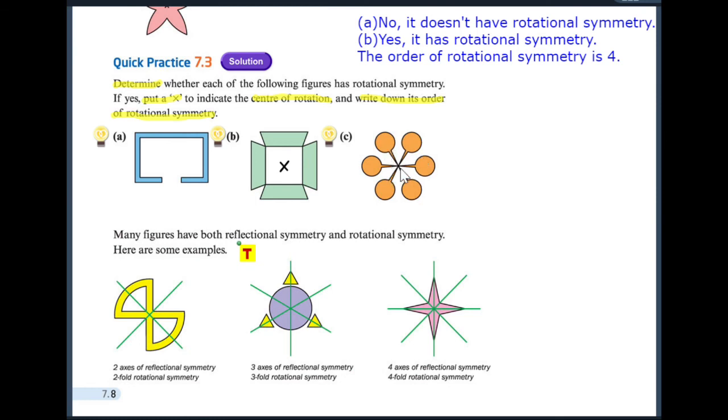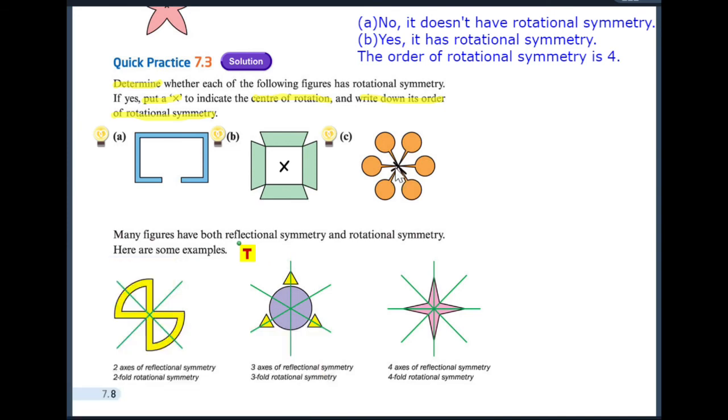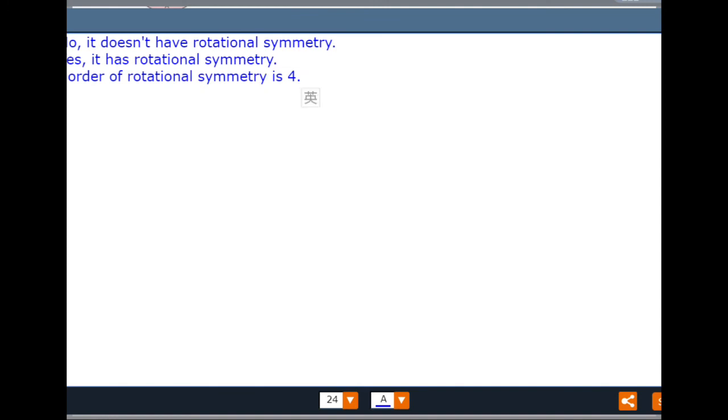Now it's for C this time. C, of course, you found that it has rotational symmetry this time, and you have these 6 balls, which indicates that it should have 6. It repeats 6 times. So the order of rotational symmetry should be 6. Okay, do the things one by one. Draw the cross. The cross will be here, center of rotation. Next is using the words to tell the others that it has rotational symmetry, and this time the order of rotational symmetry is 6, like this.